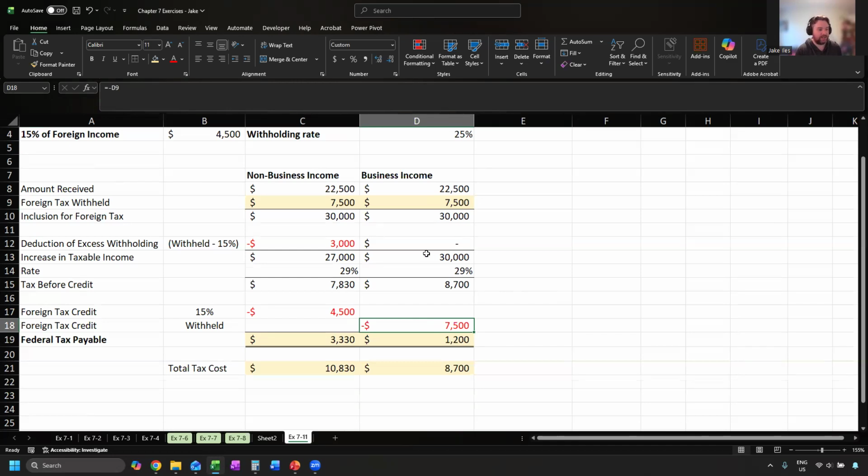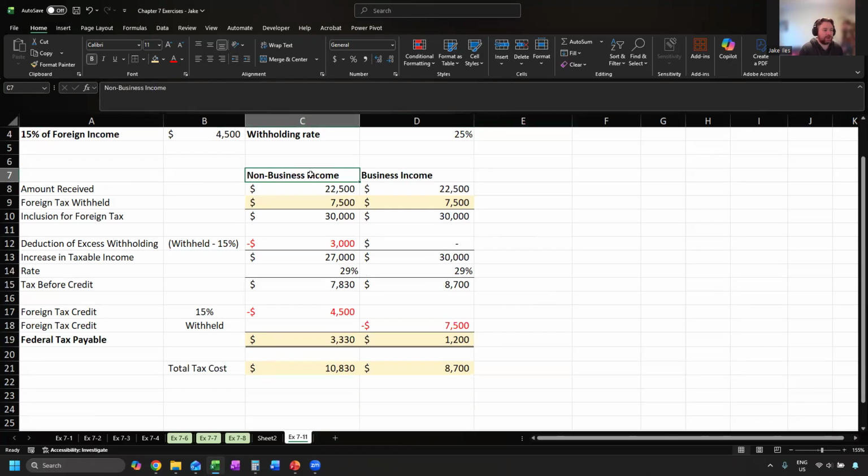So $30,000 was the income, 29% our tax rate. We owe $8,700, but $7,500 has already been paid. We just have to pay the difference to Canada of $1,200. This is how much we owe to Canada. So the total tax cost is $7,500 plus the $1,200 we owe to Canada, $8,700. That's the simpler calculation. Our total income times our tax rate minus what we paid the foreign government.